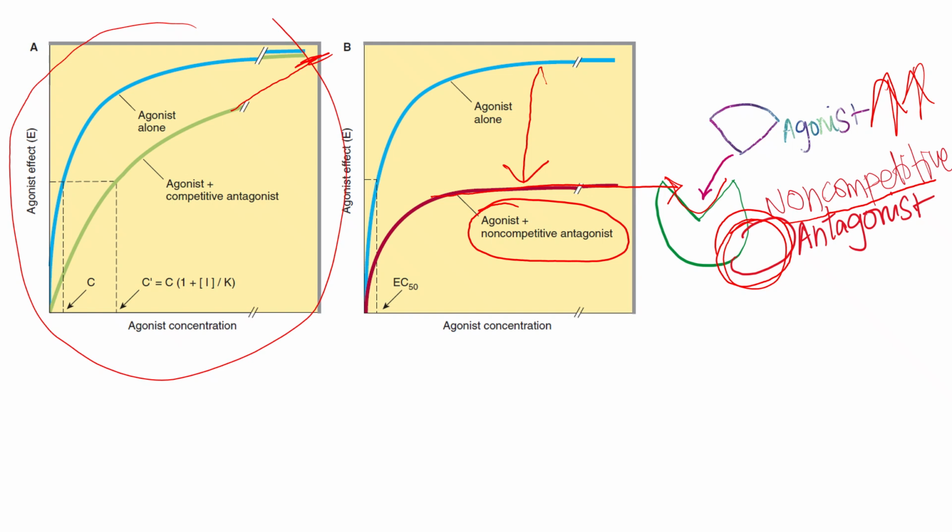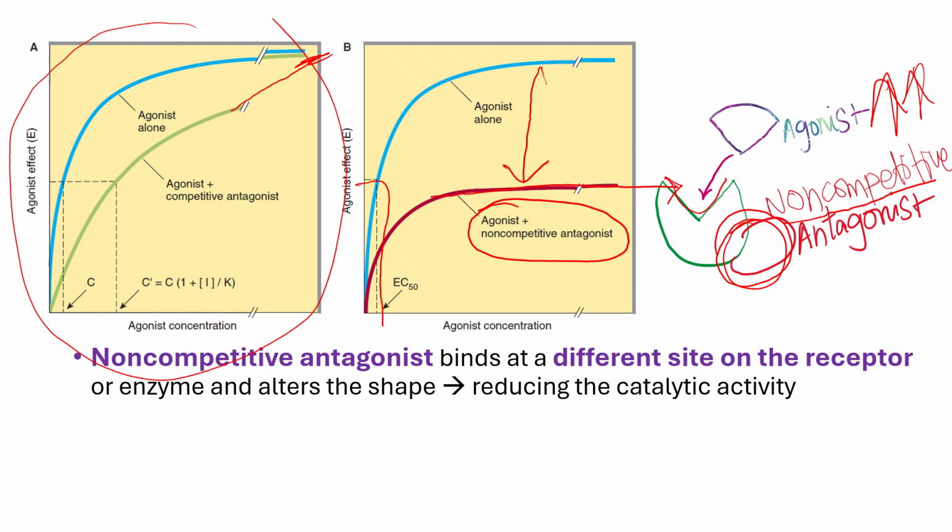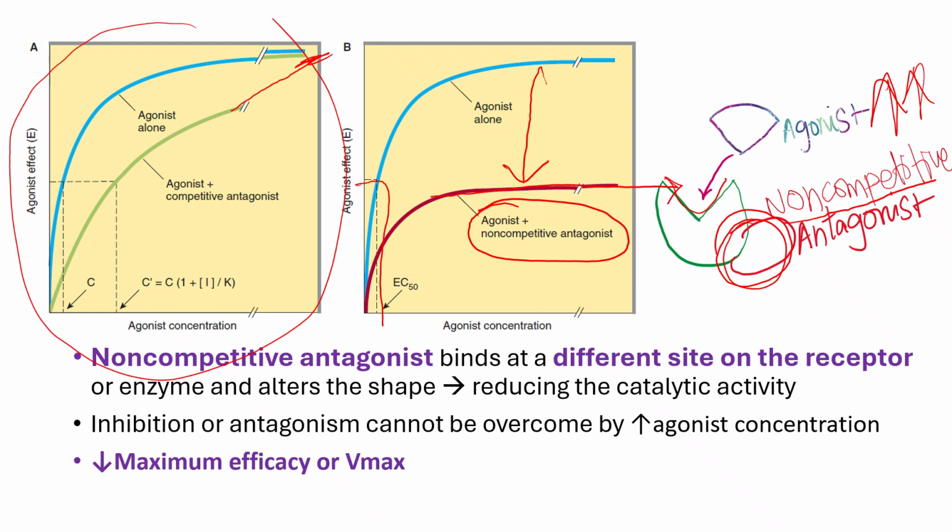But EC50 or ED50 does not change. The potency does not change in the non-competitive antagonism. So, maximum efficacy is decreased. Vmax is decreased. No change in potency. That is the take-home message from the non-competitive antagonism.